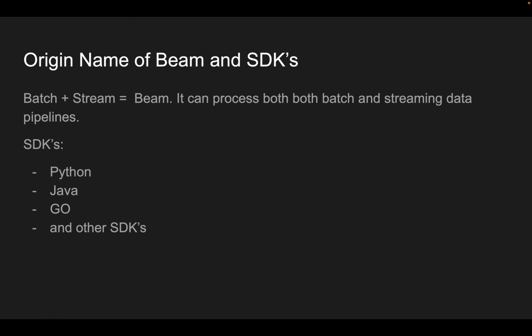Let's dig deeper into the origin of Beam. So how did Beam get its name? Batch from stream equals Beam. It can process both batch and streaming data pipelines. That's why the name evolved as Beam.